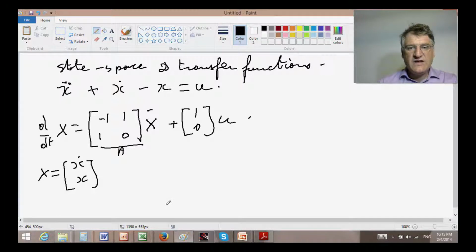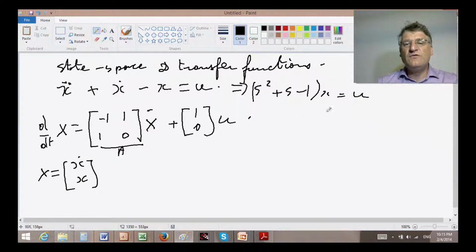Now if you went through the Laplace transform here, what would you get? Assuming all initial conditions are 0, I obtain s squared plus s minus 1 times X equals U, or in other terms, X over U is equal to 1 over s squared plus s minus 1.